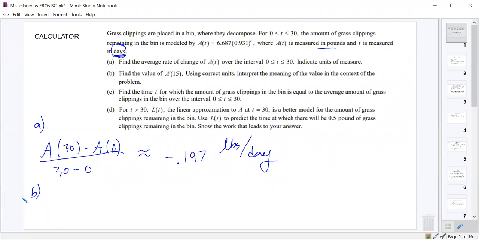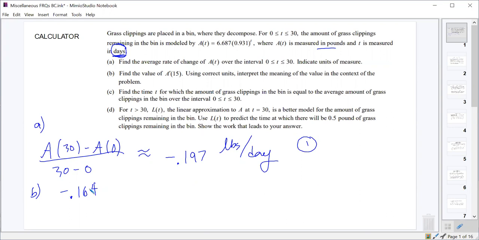Okay. Part B, find the value of A prime of 15. That should be easy enough. The point distribution for that was 1 point for the answer with units. Part B, to find A prime of 15, just plug that into your calculator. A prime of 15 came out to be negative 0.164. It says or negative 0.163. I don't know why you get two different values there, but that's what it says. So either of those would be good.